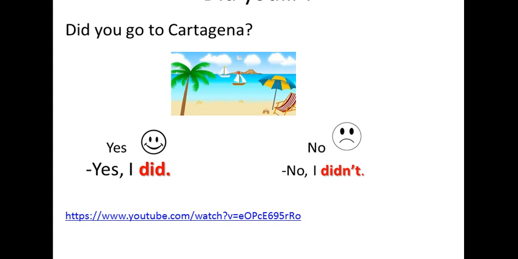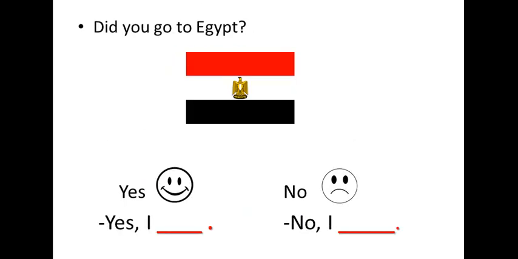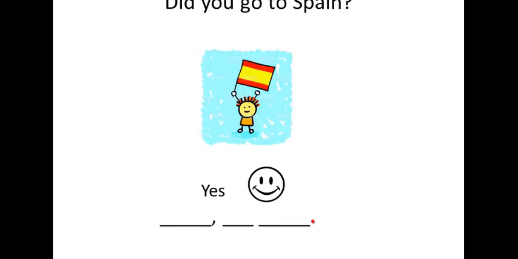Here you have a video that you can watch right now to check and to clarify the information of making questions in past. After you have seen the video, we can do these exercises. Did you go to Egypt? So you have to write the answer for yes and for no. Then, another example, did you go to Spain? You can do these exercises. The happy face means yes, so you write the answer.